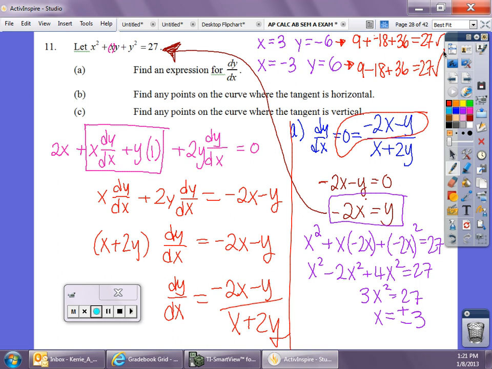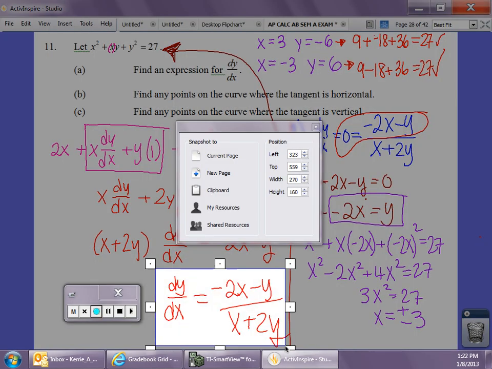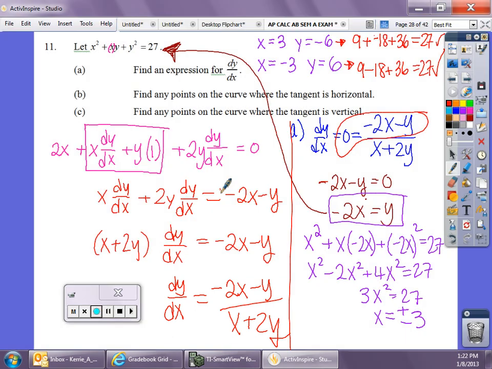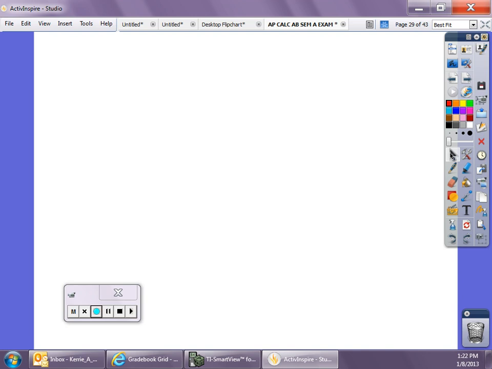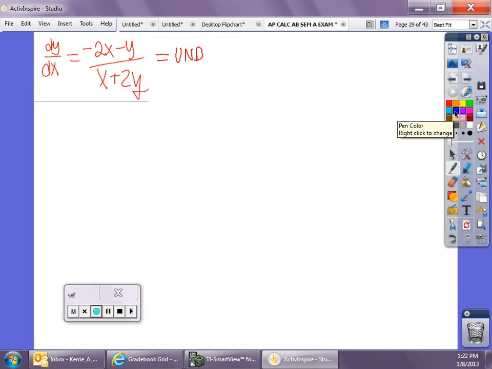And now we're going to do vertical. It's a very similar process. So again, I'm going to take my derivative. I'm going to set the derivative now equal to undefined, because vertical tangents happen when the derivative is undefined. So the denominator has to equal 0 for a fraction to be undefined, and you get that x is equal to negative 2y.